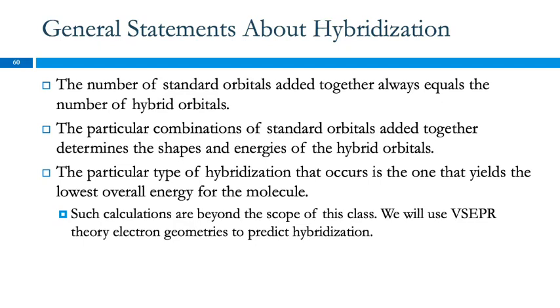And one of the things that really bothered the class yesterday, and it should: how do you know which hybridization to use? Well, the particular type that occurs is the one that yields the lowest energy, and that would require all kinds of calculations, and we're not going to do that. So what we're going to do is use VSEPR theory, electron geometries, to predict what the hybridization is. And that's good enough for our purposes.